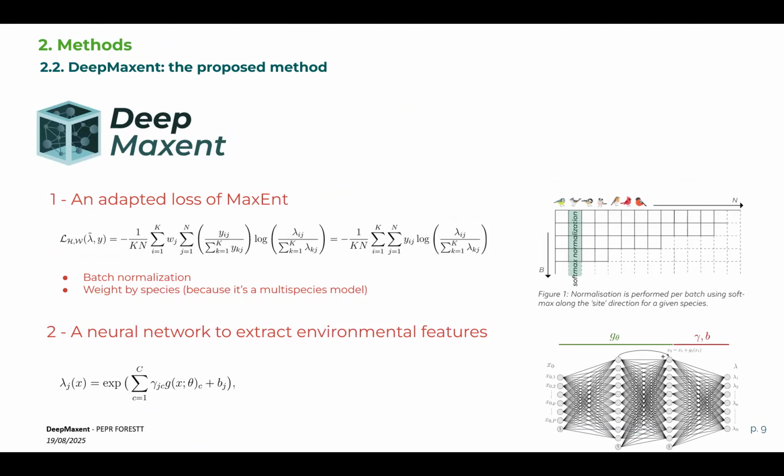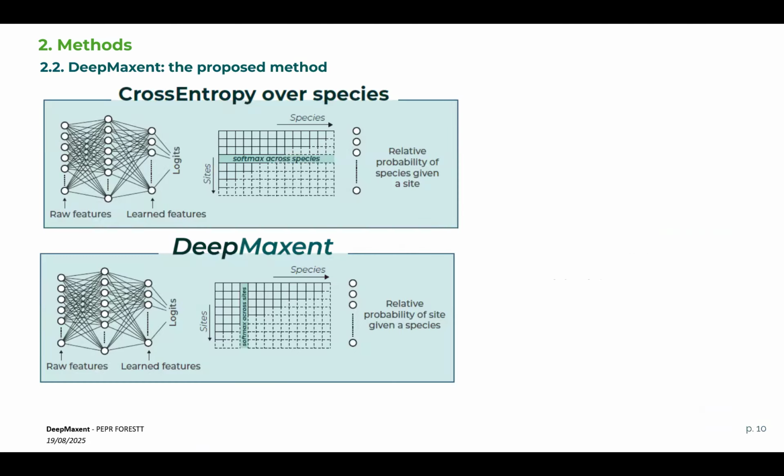So we proposed DeepMaxent, also based on maximum entropy. We adapted the loss by using a normalization across sites using the softmax function. And instead of using handcrafted transformations, we use neural networks to extract environmental features. The key advantage is that DeepMaxent is a multi-species model, meaning that we need a single model to train for all species simultaneously. In contrast to cross-entropy, where the normalization is done across species, here we normalize across sites, giving a relative probability of a site for a given species.